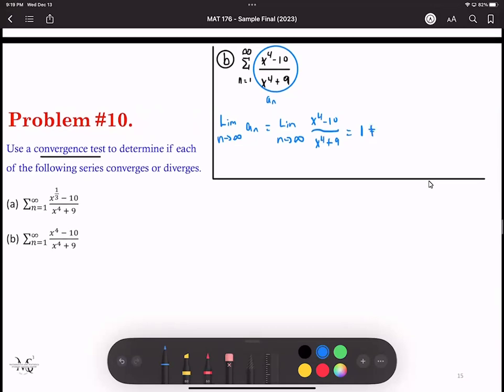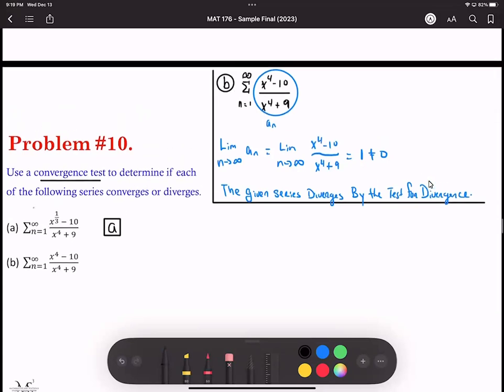Now, since 1 is not the same thing as 0, we can say that the given series diverges by the test for divergence. And boom, you're done with part B. For part A, what I would recommend to do is use a limit comparison test.